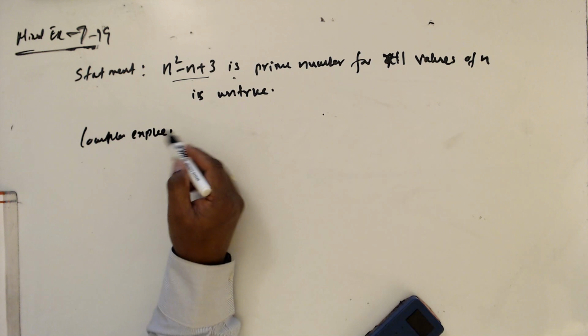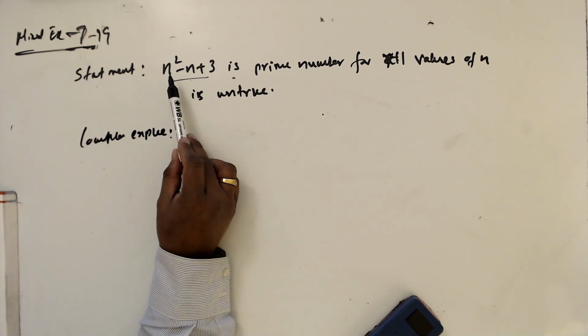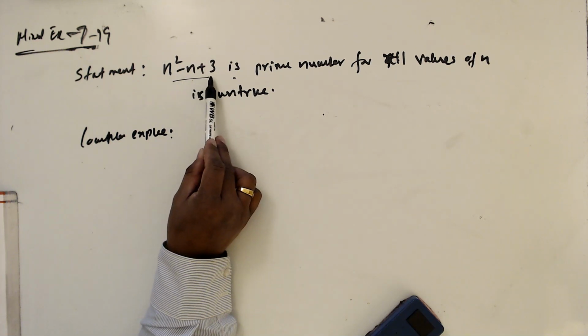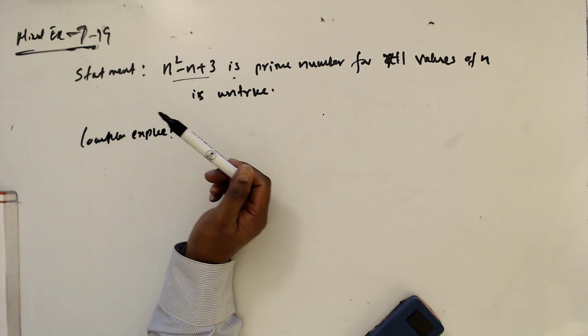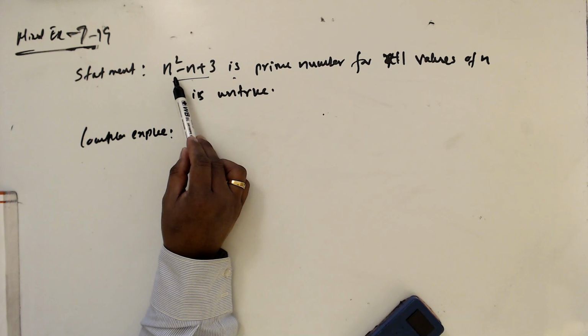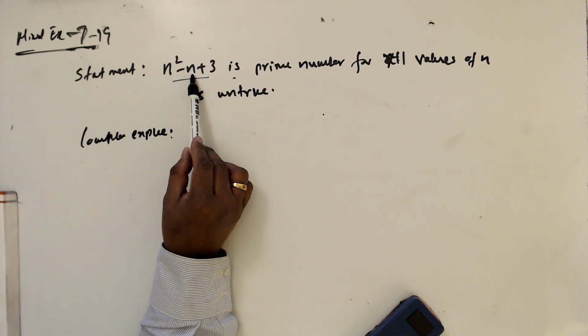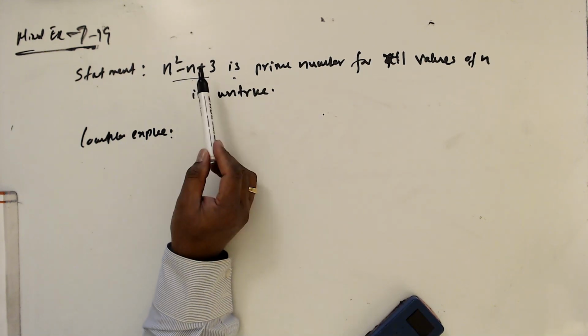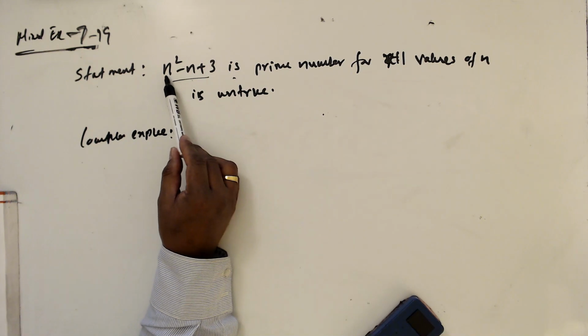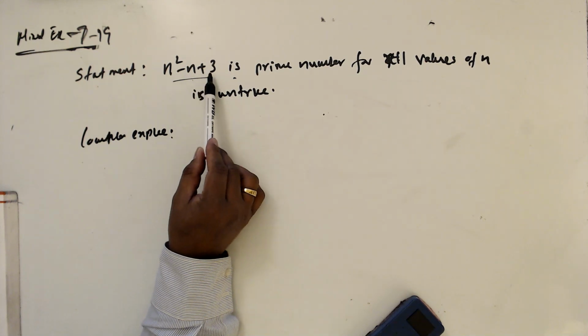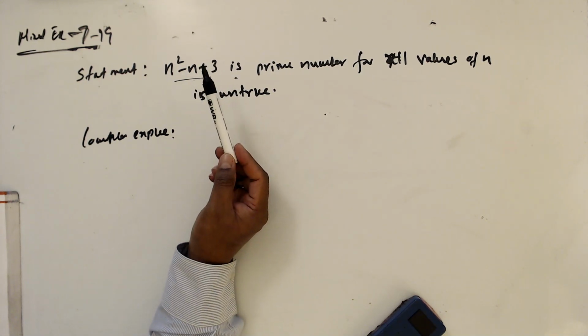Okay, before that I will check. When n equals 0, 0 plus 3 is 3. 3 is a prime number. That doesn't work. When n equals 1, 1 squared minus 1 is 0, again plus 3 is a prime number. It doesn't work. When n equals 2, 2 squared is 4, minus 2 is 2, plus 3 is 5. That doesn't work as well.